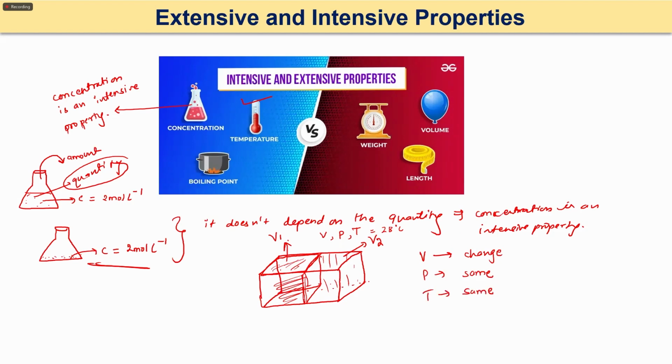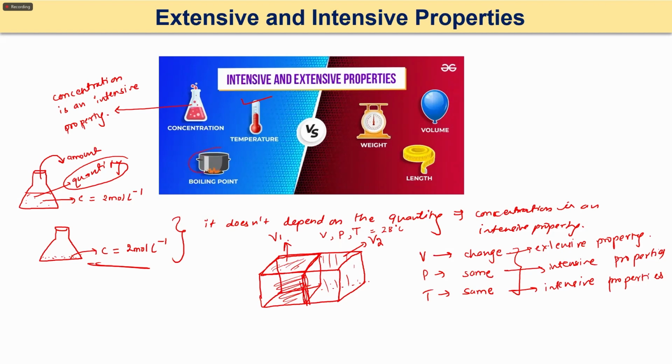If it does not depend, so here what are we changing? We are changing the size. If it does not depend, then it becomes intensive. So here pressure and temperature are intensive properties, and volume is an extensive property, because by dividing it in two parts, its volume is getting changed. If it is getting changed, then that means it is an extensive property.